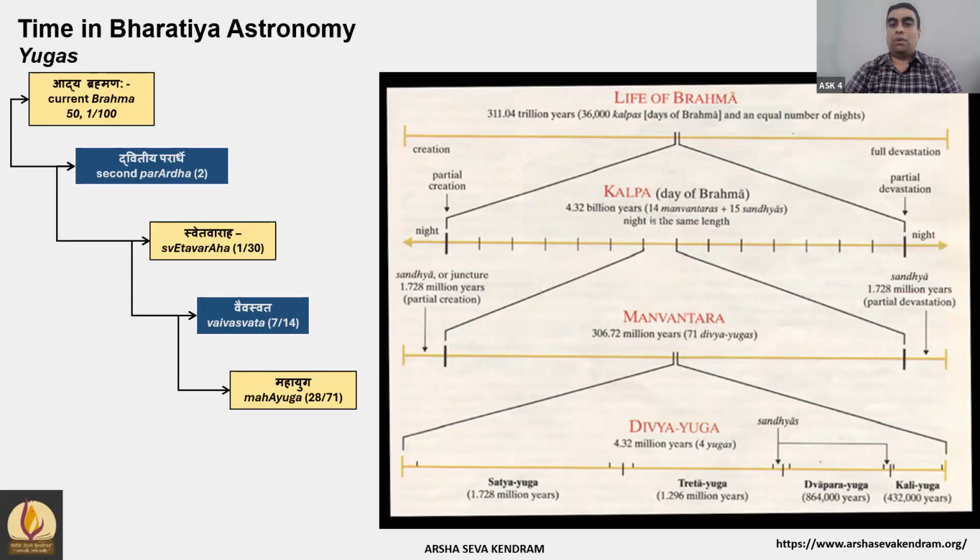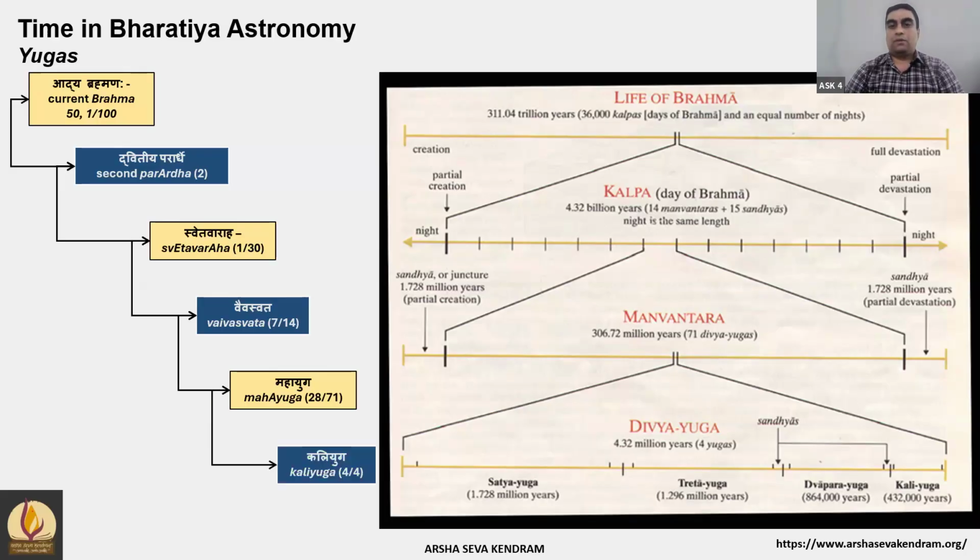And then we saw that one kalpa spans 4.32 billion years, which is basically 1 day of Brahma, which in turn contains 14 manvantaras, with each manvantara being 306.72 million years. And each manvantara contains 71 complete full yugas, which are the 4 yugas, the Divya yugas. And we saw that there are 4 yugas: Satyuga, Treta, Dwapara, Kali in the ratio 4, 3, 2, 1.